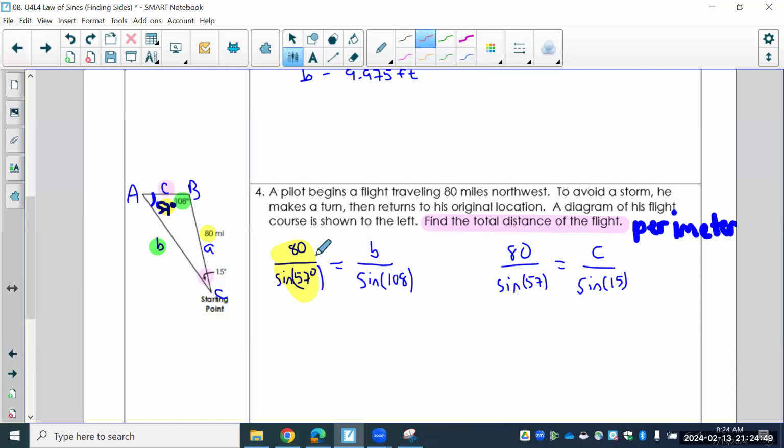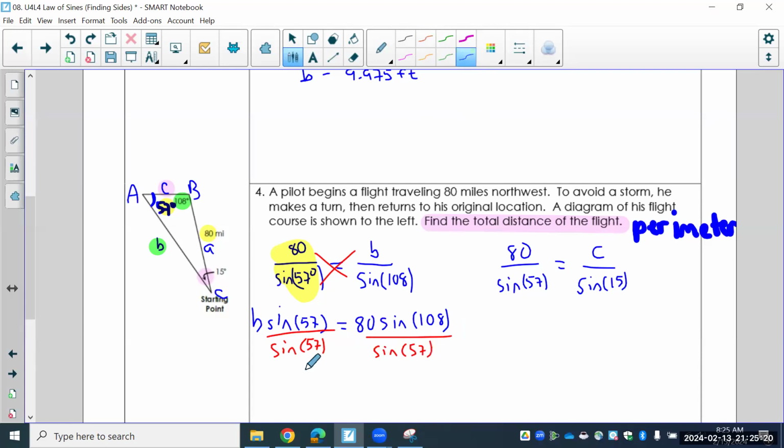All right, so here we're going to cross multiply, and that would give me B sine 57 degrees is equal to 80 sine 108, and just double check to make sure you put your coefficients as the sides, same thing you've been doing. You're going to divide just like you've been doing. All right, and we'll go ahead and type that in our calculator and figure out what that is.